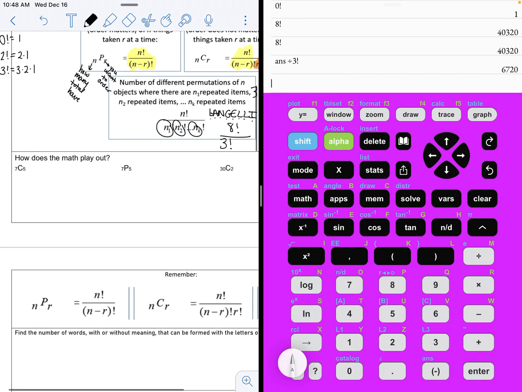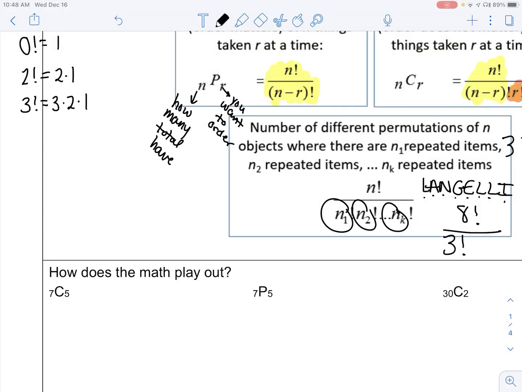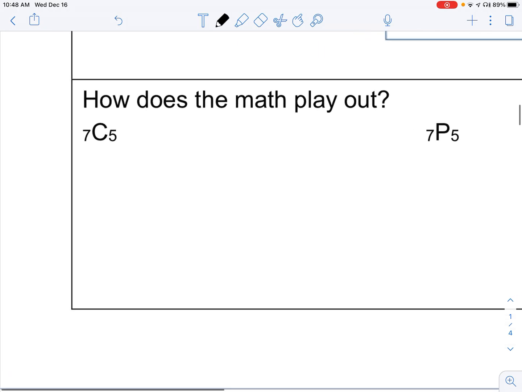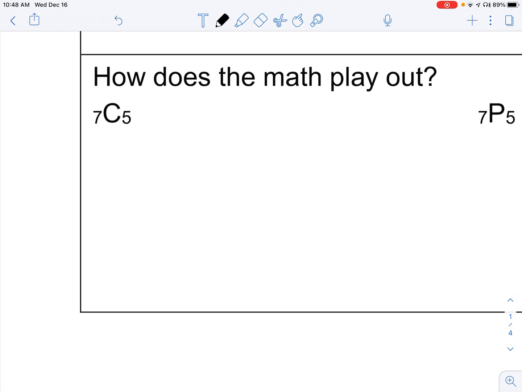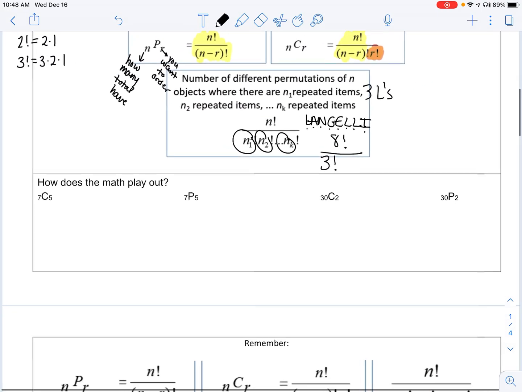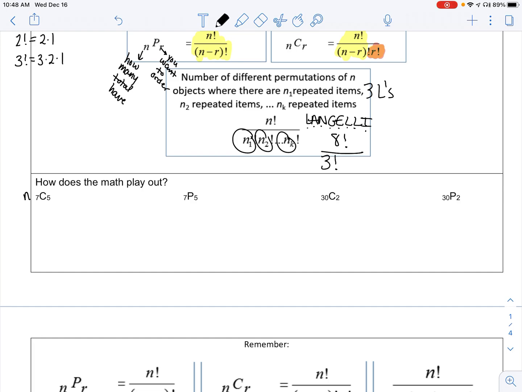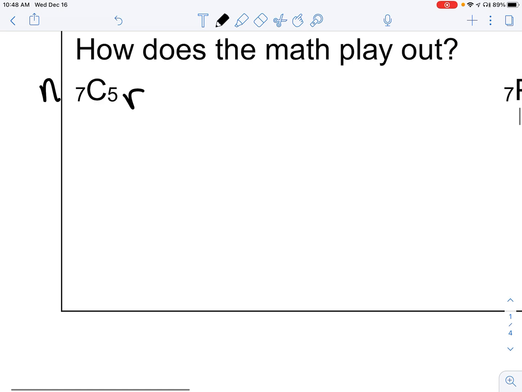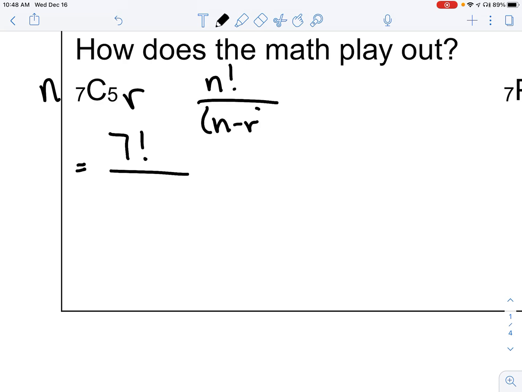And there you go. I want to show you, because I'm going to let you use your calculator, how the math plays out. So let's say that we have a combination. Let's say we have 7 students and I need 5 of those students to help me with something in my car. Well, that would be a combination. So let's follow the combination formula. 7 is n, 5 is r. The formula says n factorial over n minus r factorial times another r factorial in the denominator.